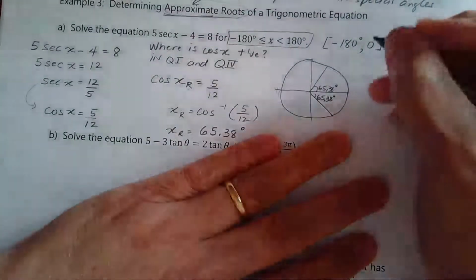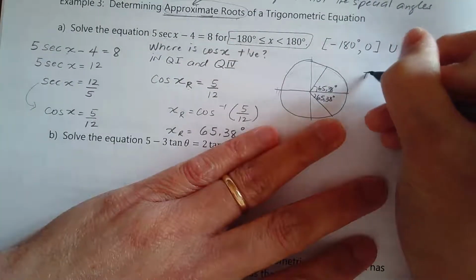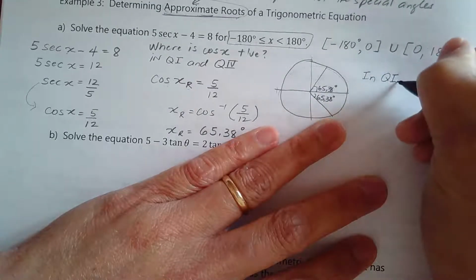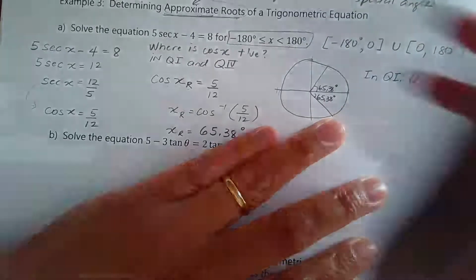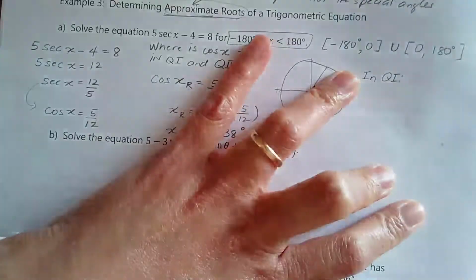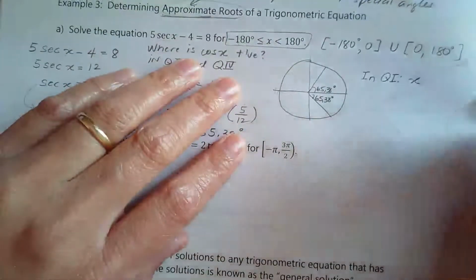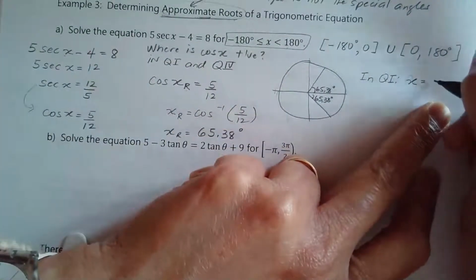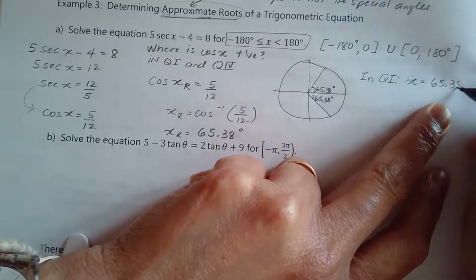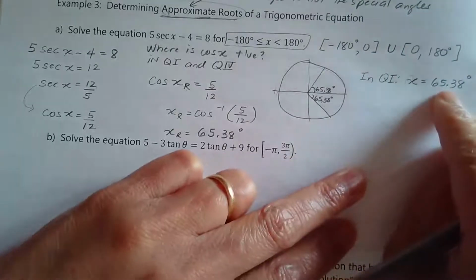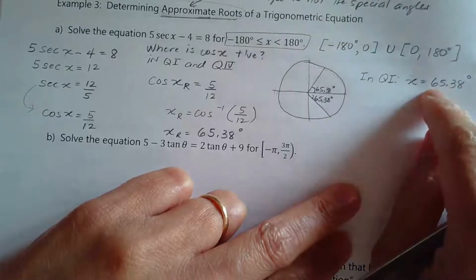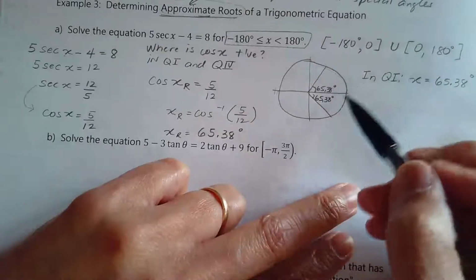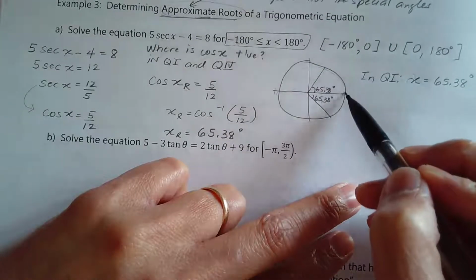So therefore, the solution in quadrant 1, I'll start with quadrant 1, theta, oops, it's not theta, they call it x. So x is equal to positive 65.38 degrees, because the reference angle and the angle in standard position are equal to each other in quadrant 1. Okay, that's from 0 to 180.